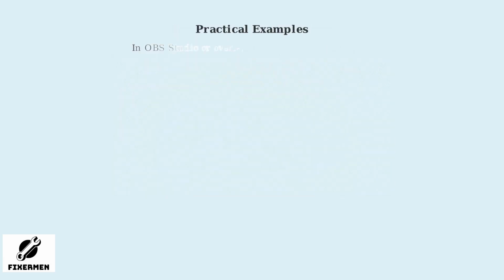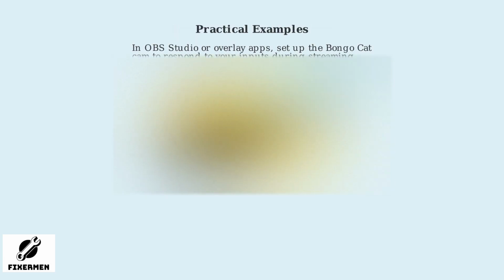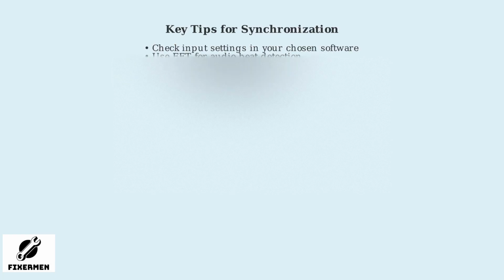For practical use, such as in streaming software like OBS Studio, you can integrate Bongo Cat as an overlay that syncs with your actions, making your streams more engaging. Remember these key tips: verify your software's input settings, leverage FFT for audio analysis, map your inputs to animations, and test with different input types like keyboard, mouse, or microphone.